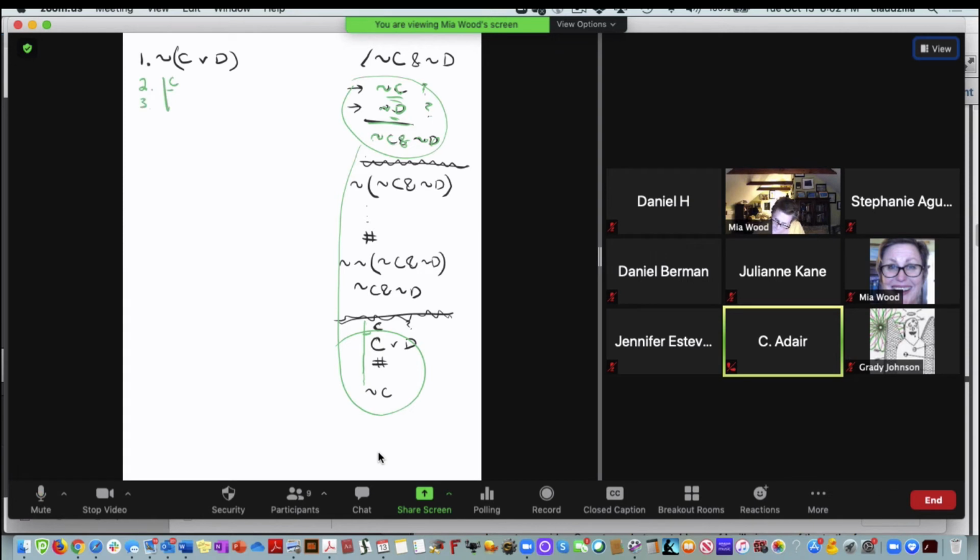Assume C, generate C or D, which yields a contradiction, which yields the negation of the assumption. And now I'm going to do the same thing, but for D, so that I can get not D. Assume D, introduce the disjunction, generate, sorry, my writing's so bad. Hold on. Generate the contradiction. Get back out. And now I get my conjunction.